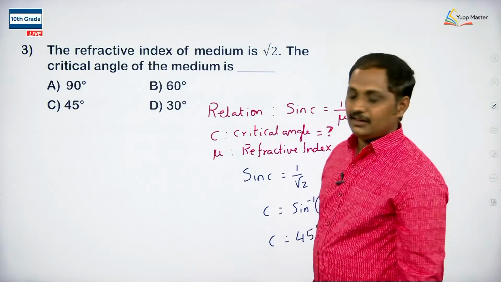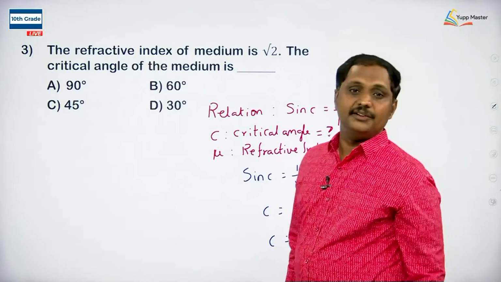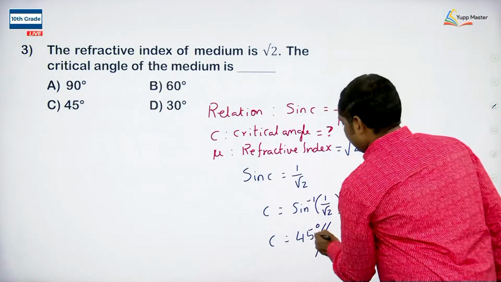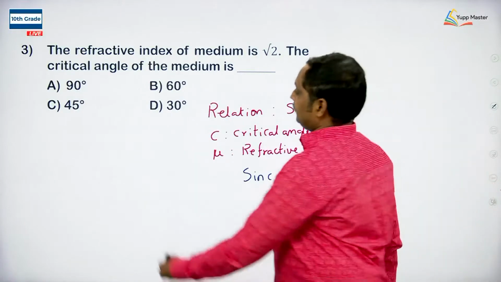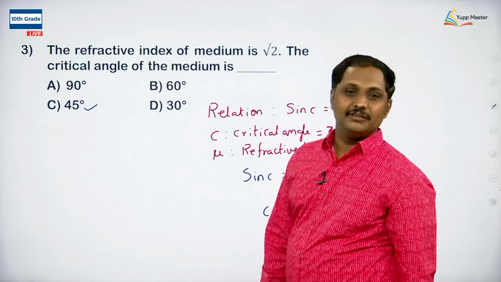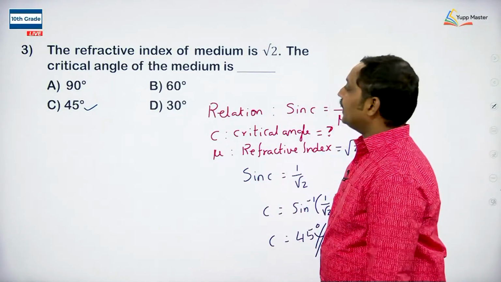So the critical angle has a relation with the refractive index, that is very clear. Now you have identified this 45 degrees. This is a general problem based on the relation between C and mu. Let us go for another problem.